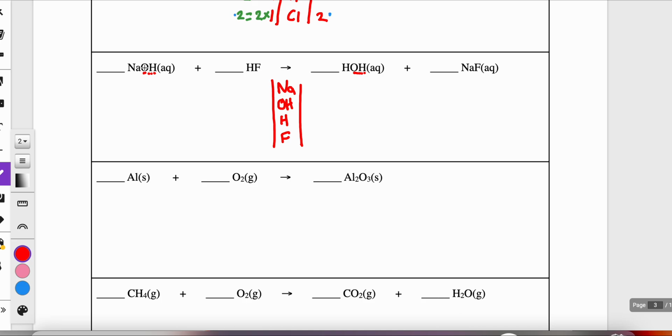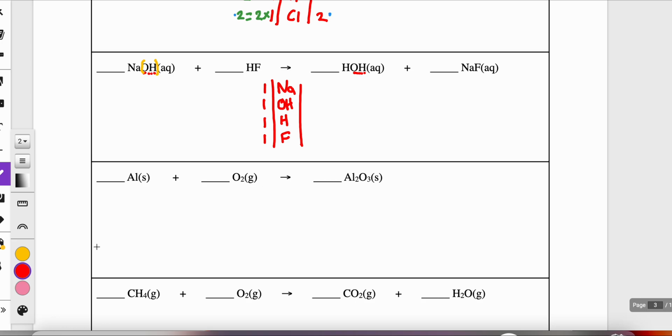On the left, my Na count is 1. In that substance, I only see 1 unit of the OH, so I could put the parentheses around it initially to help me see it. So in here, there's only 1 OH unit. In the next substance, there is only 1 H bonded to 1 F.